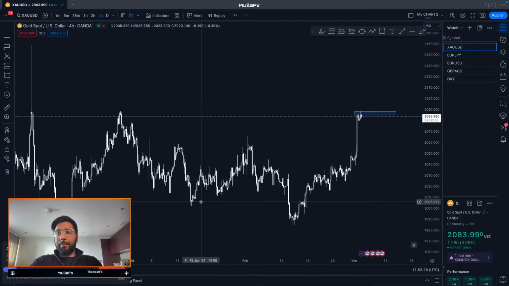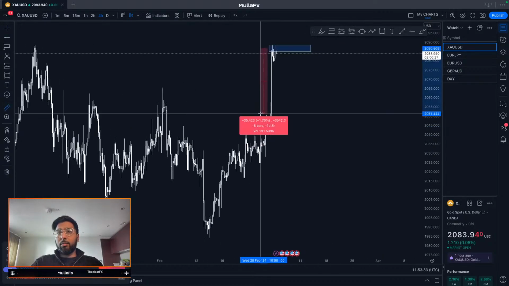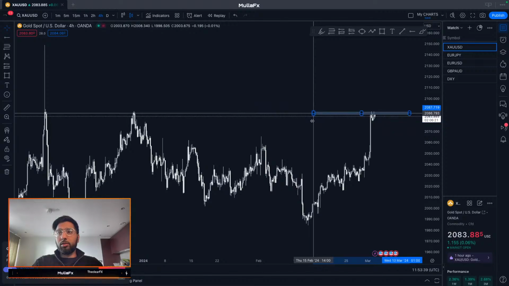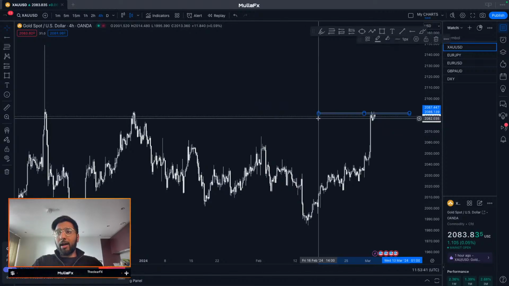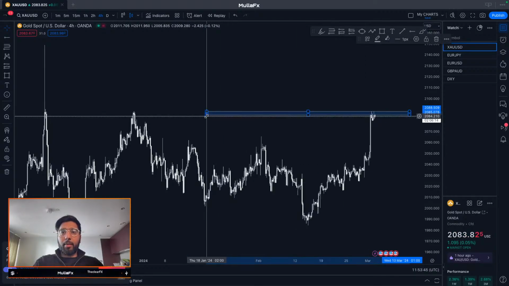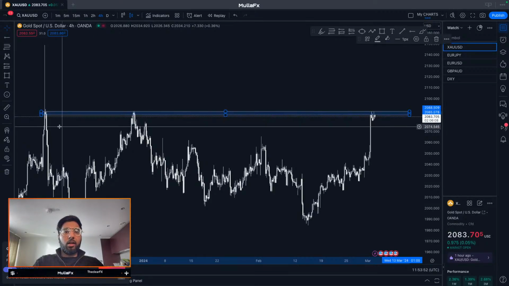If we push this resistance level all the way out, oh, what's going on? Oops, let's put it back. Sorry, I don't know what I just did there. Put this resistance level all the way back to here.